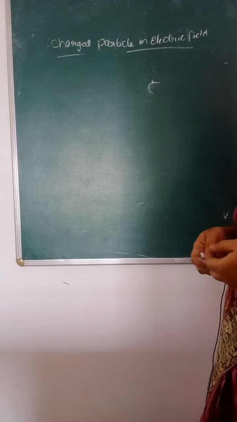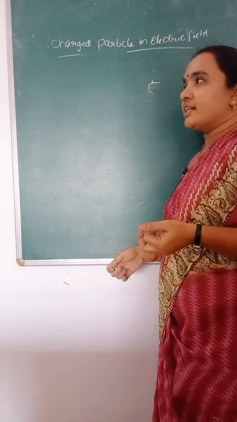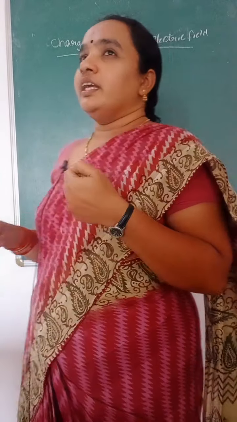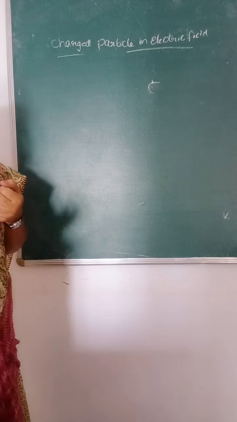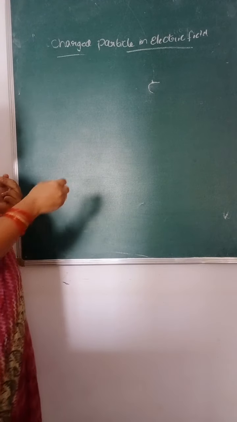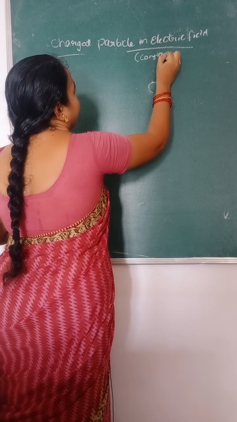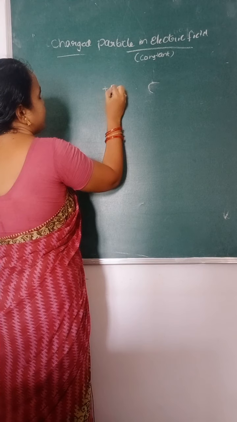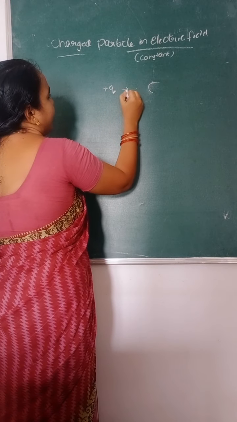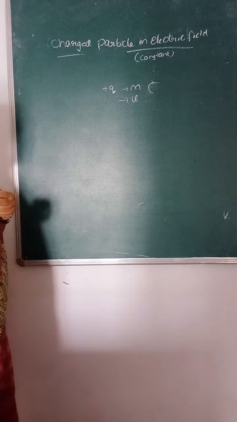Our next topic is charged particle in electric field. How the charged particle moves in a constant applied electric field. In this class we will study motion in a constant applied electric field. Let us consider a positive charge +q having mass m moving with initial velocity u.